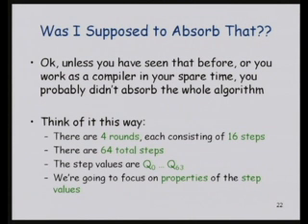All right, so you probably didn't completely absorb all that. One way to synopsize is just say there are 4 rounds. Each round has 16 steps, total of 64 steps, and the step values are key to the attack, which is what we're going to talk about next. They're called Q0 to Q63, and these are 32-bit values. Okay? So the properties of the step values are what matter for the attack.